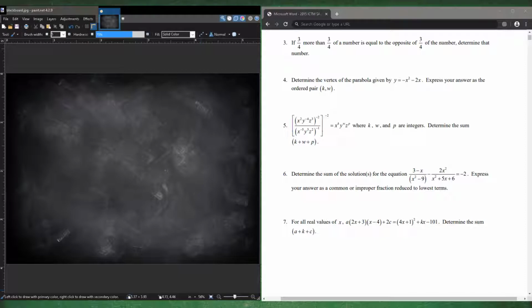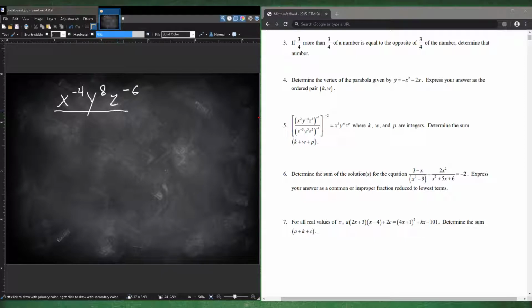Number 5. Basically, these exponents equal k x to the power k, w to the power w, z to the power p, and then add those: k plus w plus p. So we're just going to work inside out. So basically work on the numerator first. When you're raising a power to a power for exponents, you just multiply. So 2 times negative 2 is negative 4. Negative 4 times negative 2 is 8, and then this one b is negative 6.